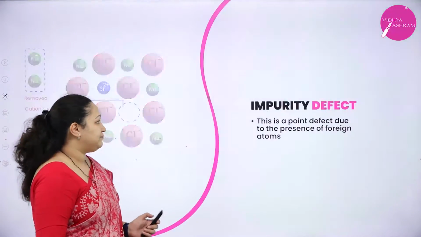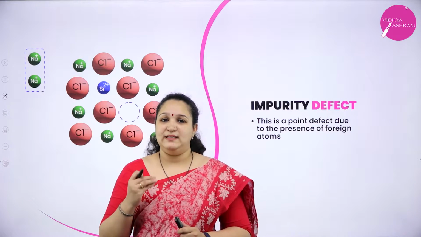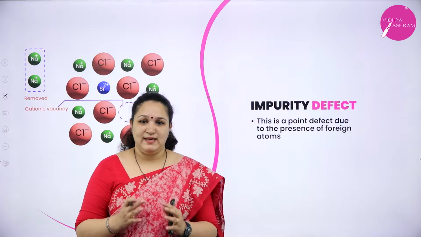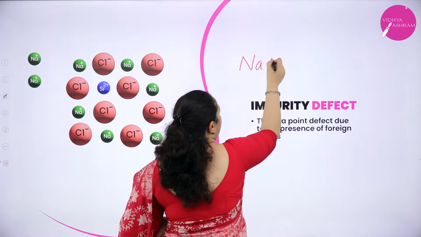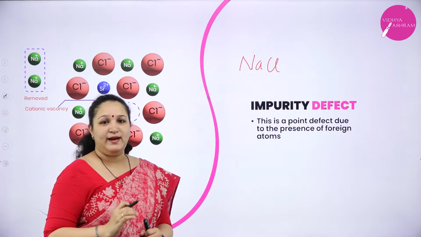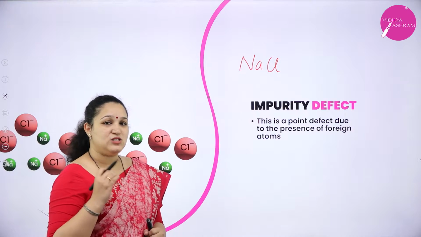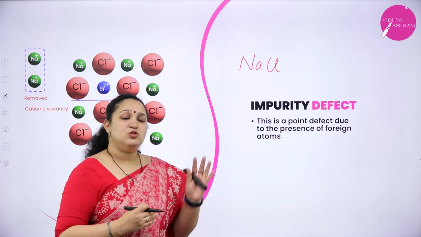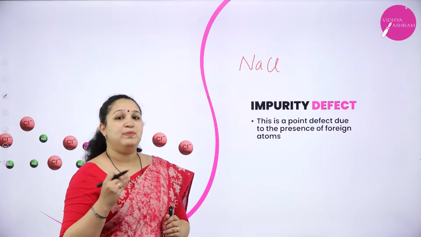So the first one is impurity defect. Impurity means there is some foreign atom, and that is the reason for the defect. If I take for example sodium chloride, in sodium chloride, strontium ions are present as impurity. Instead of sodium ions, there are strontium ions present. But sodium has a +1 charge and strontium has a +2 charge.